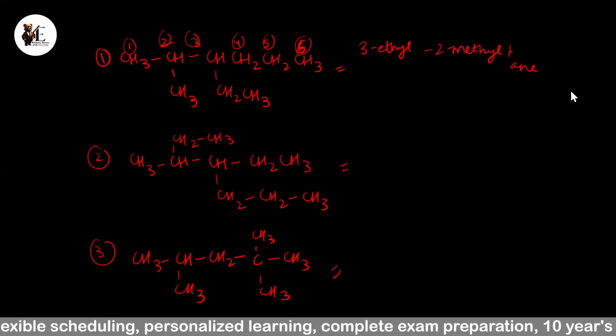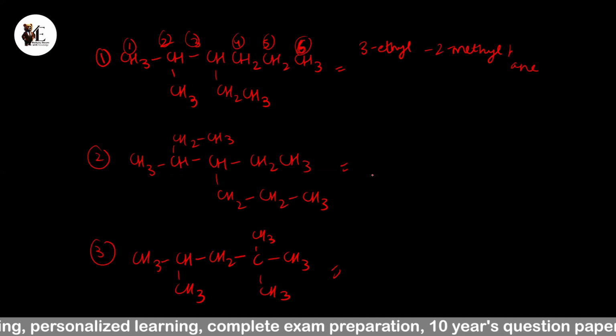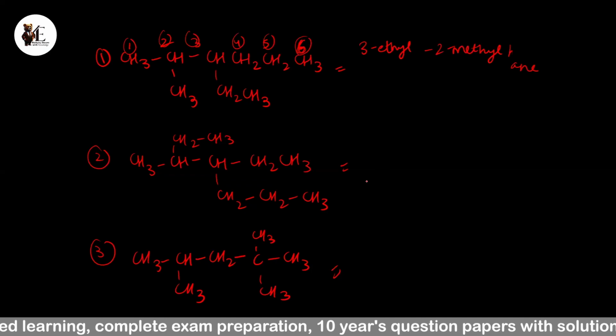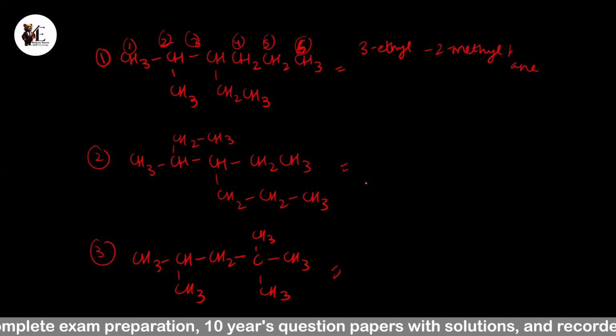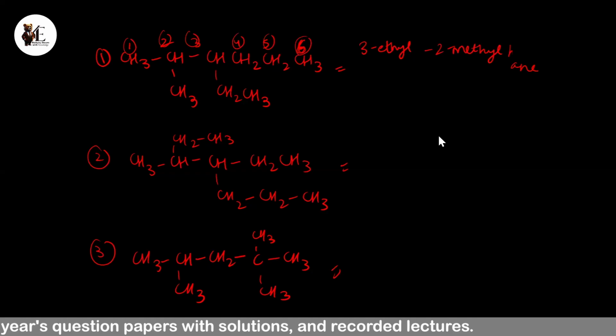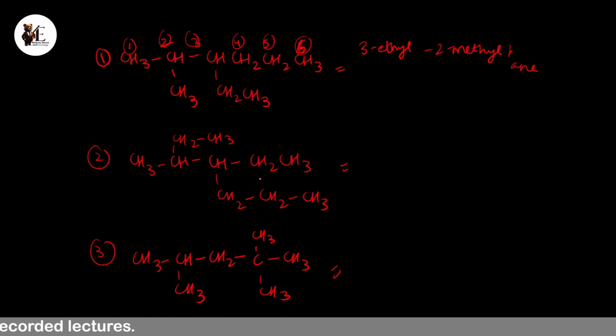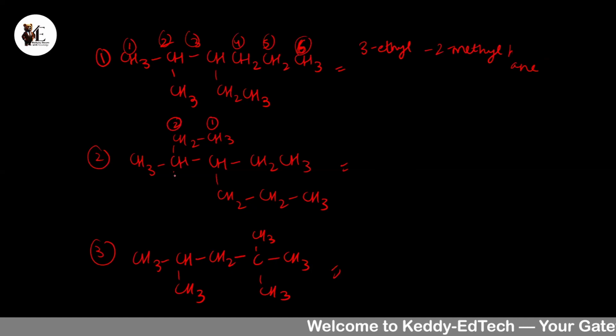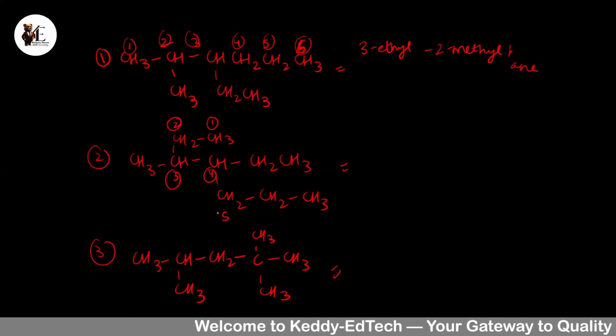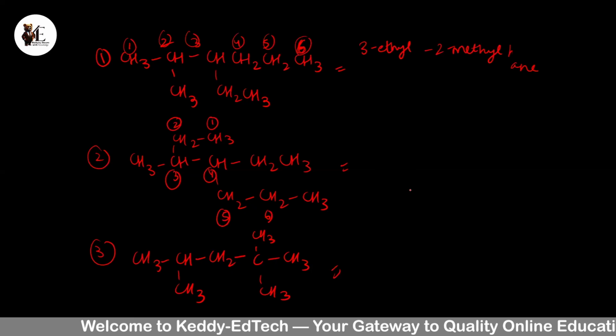Come on, let's solve question number 2 also. What is the IUPAC name of this compound? 2-ethyl 3-propyl pentane. What? Say it again. 3-propyl 2-ethyl pentane. No, the first rule is that you have to select the longest carbon chain in continuity. The longest carbon chain is of 7 carbon atoms. 1, 2, 3, 4, 5, 6, 7. So it should be heptane.